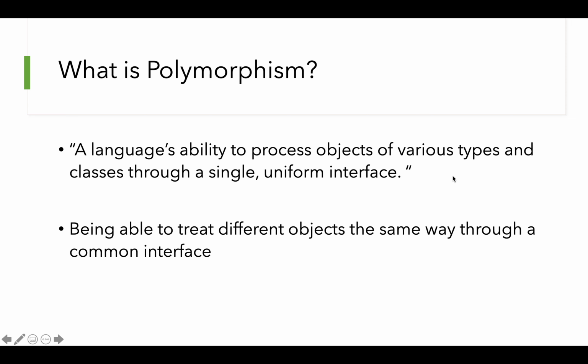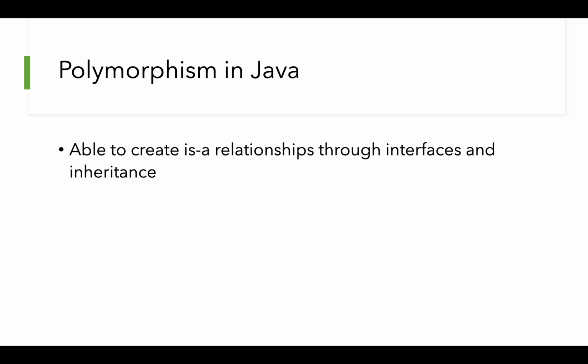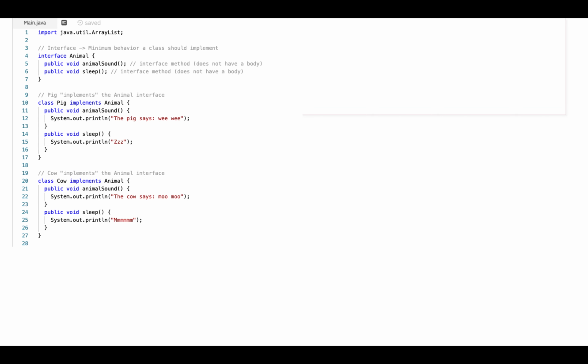Before we dive into Python, let's look at a programming language where polymorphism is very easy to implement and is highly encouraged through the language's actual built-in features. If we take a look at Java, Java is able to create this idea of polymorphism, or this idea of an is-a relationship, through interfaces and inheritance. If you don't really understand what polymorphism is yet, here's a pretty good example of what it is.